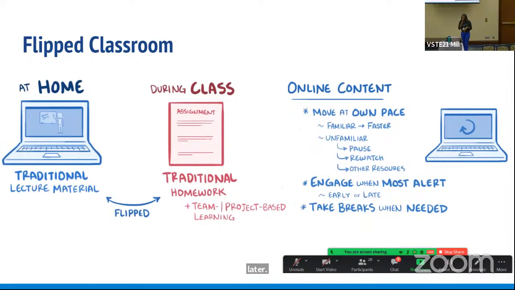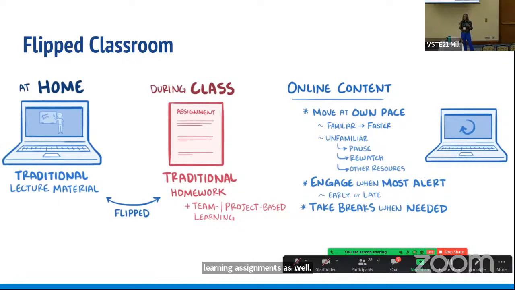So the first model that I'm gonna go over with you all is a flipped classroom. In an extreme flipped learning classroom, students will consume all traditional lecture material at home. And during class, that's where they'll complete the assignments that would traditionally be given as homework. They'll complete those while they're at school. And they may also work on team-based or project-based learning assignments as well.